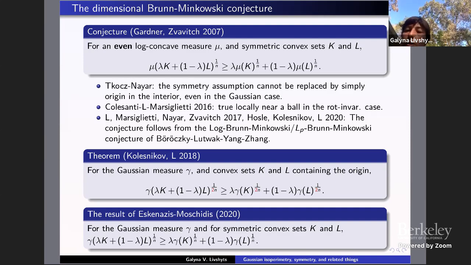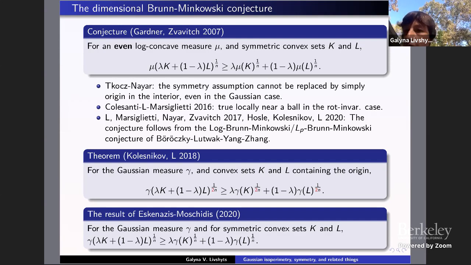And Eskenazis and Moschidis recently proved a very beautiful result that shows that for all symmetric convex sets K and L, for the Gaussian measure, indeed this conjecture of Gardner and Zvavitch holds. In the Gaussian case, with the power 1 over n, this inequality is true.